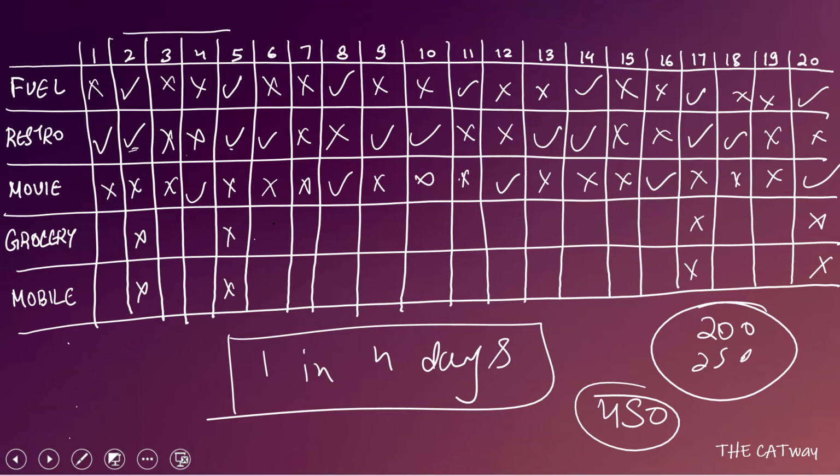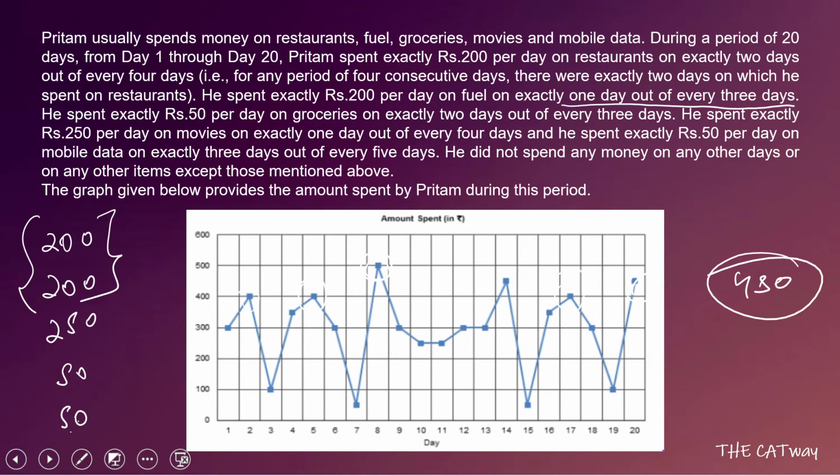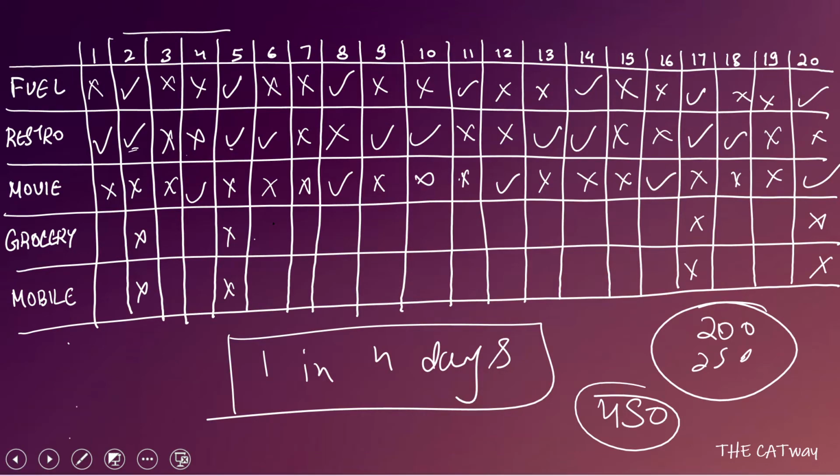Acha, one thing we also know about groceries is that it has been given that he spent exactly rupees 50 per day on groceries on exactly 2 days out of every 3 days. So 2 days out of 3 days. Now if you check the last 3 days, 18, 19 and 20, we can see that on 20 definitely there is no grocery. So that means grocery has to come on day 18 and day 19.